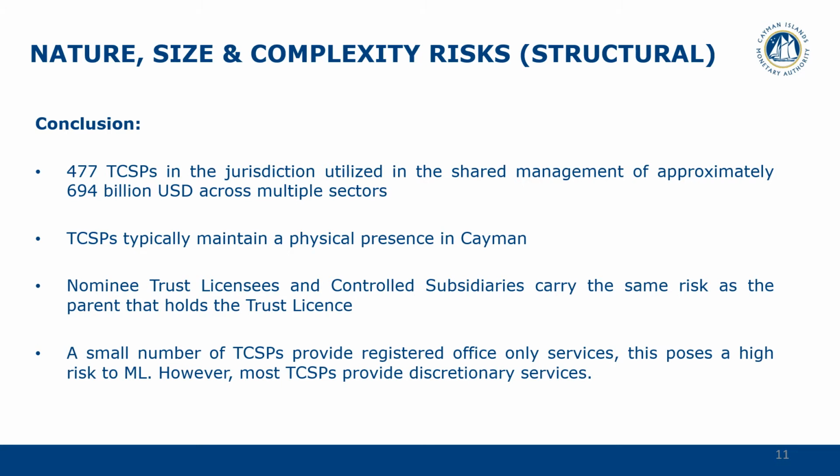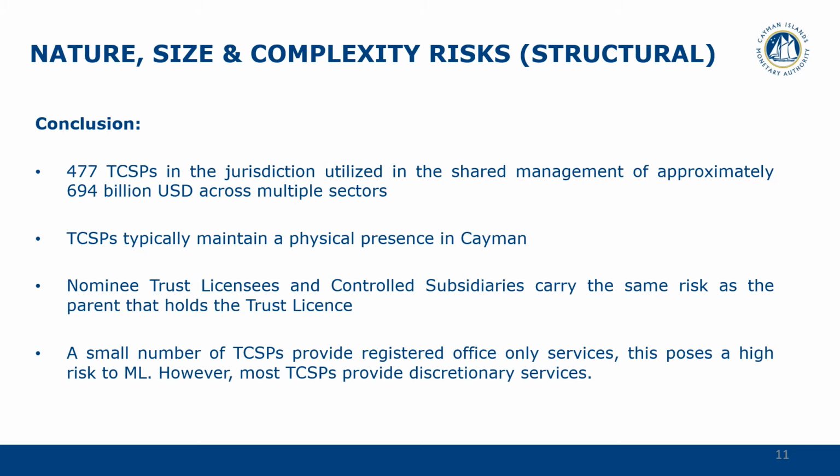TCSPs are used in sophisticated cross-border commercial transactions, such as tax, financing and private asset structures, established for the purpose of preserving and managing private wealth. Although there are only 477 TCSPs in the jurisdiction, they are involved in the shared management of approximately $694 billion across multiple sectors, so their impact is significant. The complexity and the size does lend itself to a higher risk rating, and it's worth mentioning that nominee trust licensees and controlled subsidiaries will carry the same risk as the parent that holds the trust license.